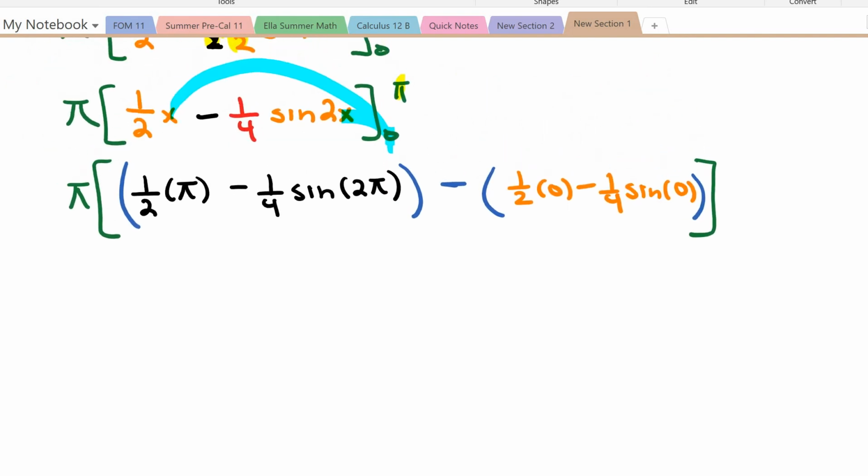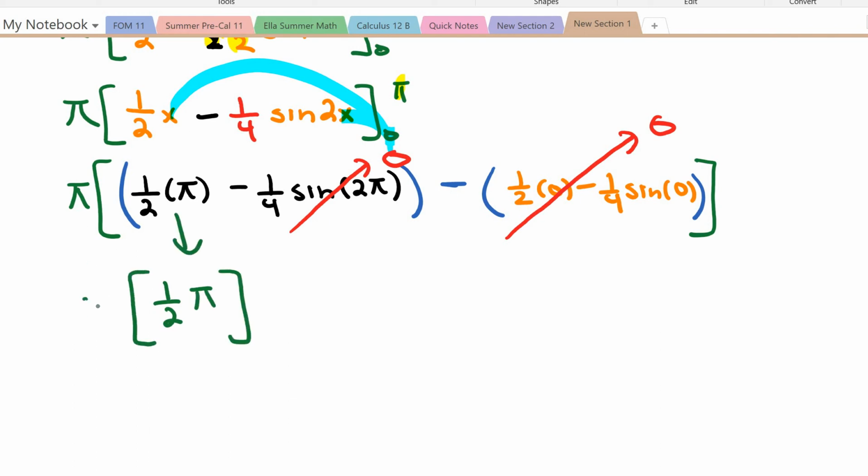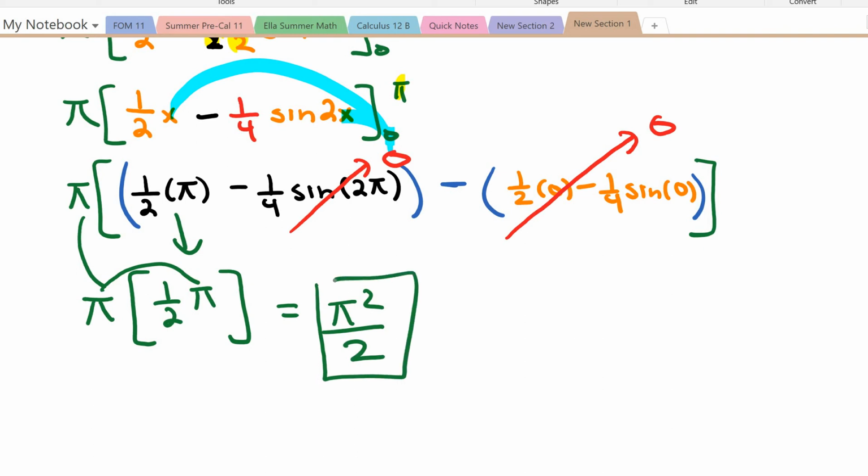One thing that you might notice is that this region right here just goes to 0, and I know that sine of pi is also going to be 0. So now I'm left with just the 1/2 pi, which is this expression right here, and that's being multiplied by this outside pi. My final answer would be, well, pi times pi is pi squared, divided by 2. So that's my final answer for that problem.